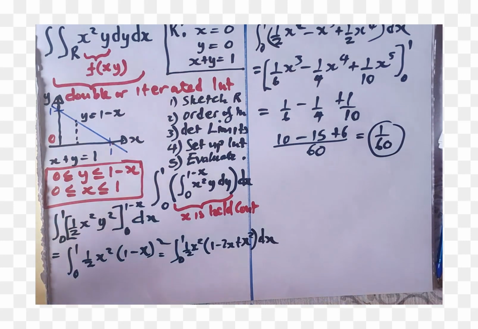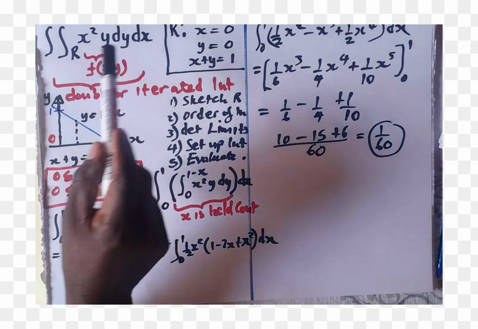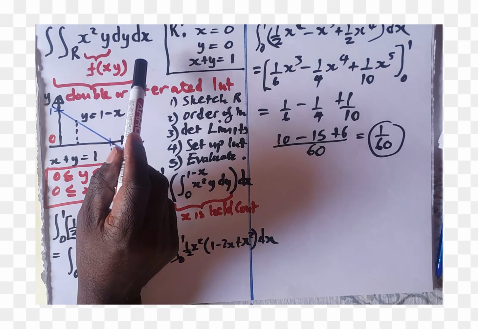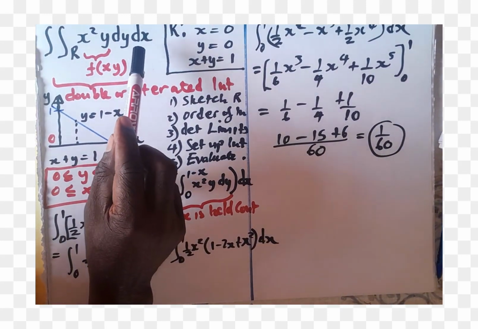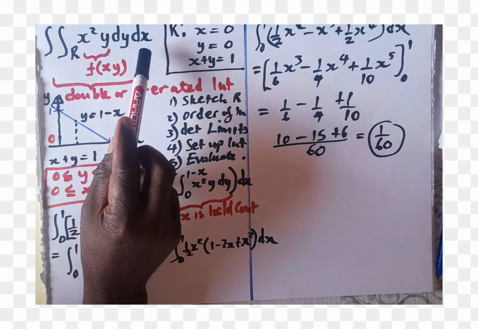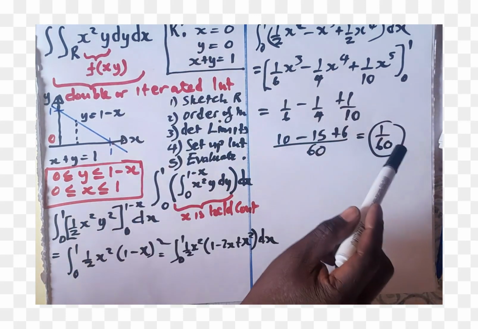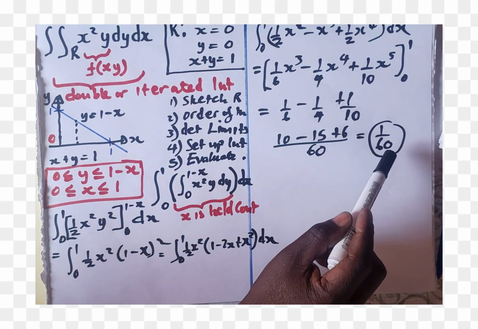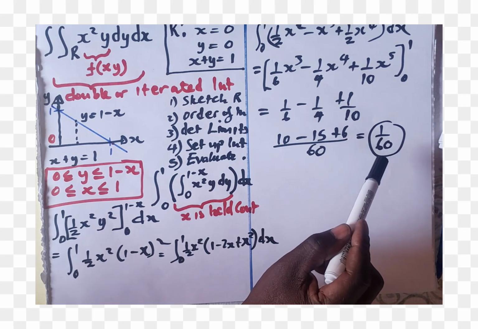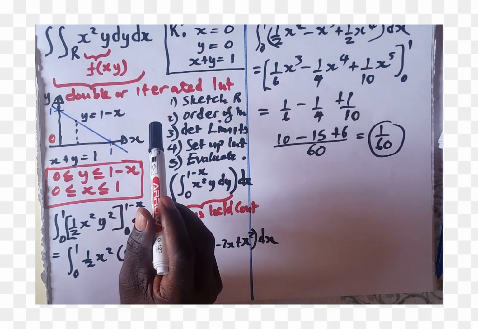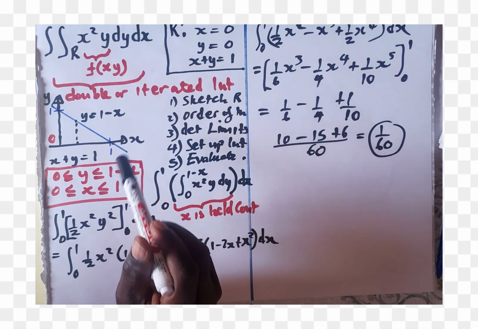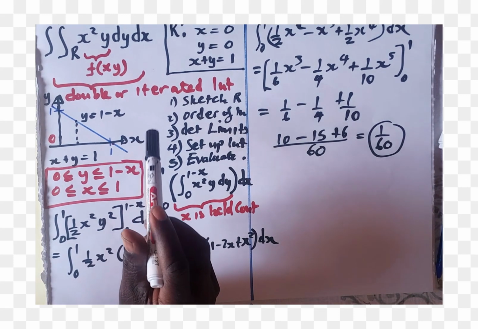Now, what we have to remember is that it doesn't make any difference which variable of integration we integrate with respect to first. If we had chosen to integrate with respect to x, we would still have arrived at the same answer, 1 over 60. So that's double integration there for you. In our next video, we are going to do double integration with change of variable.